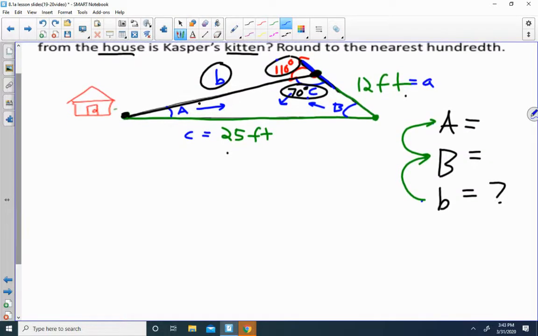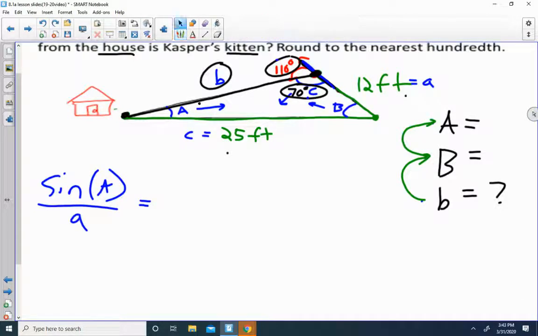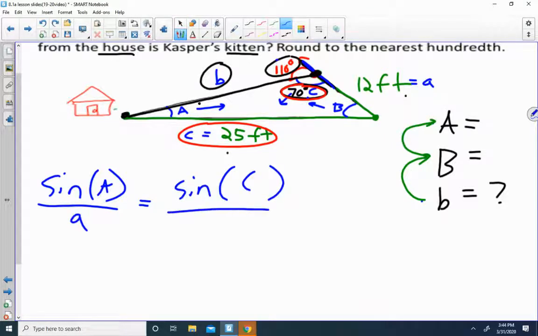So I know for a fact that I need to find big A. So I'm going to use the law of sines. And real quick, let's see if I have a pair. And it looks like I have big C and little c. That's my pair. So I'm going to use sine of big C all over little c to help me solve.